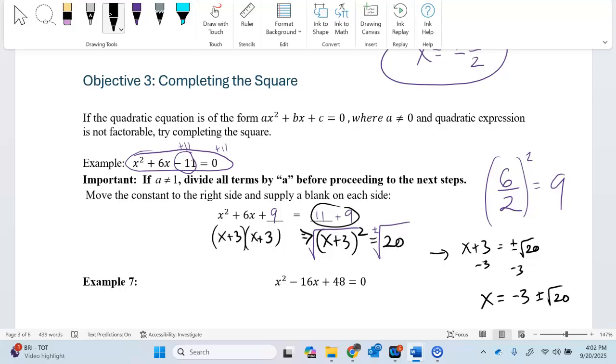Right, I just want to fix my root 20. So a little side note, a little side review. We can simplify these guys by breaking them up into a product. What's the largest perfect square that goes into 20? It's 4. 4 times 5 is 20. So root 20 should be written as 2 root 5.